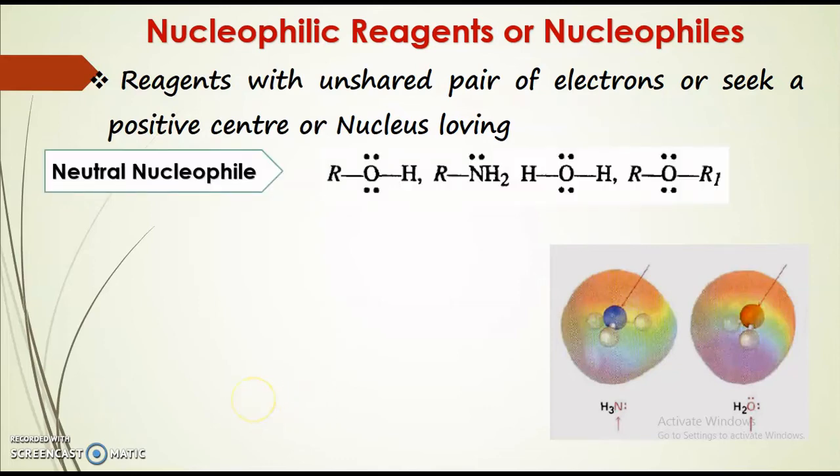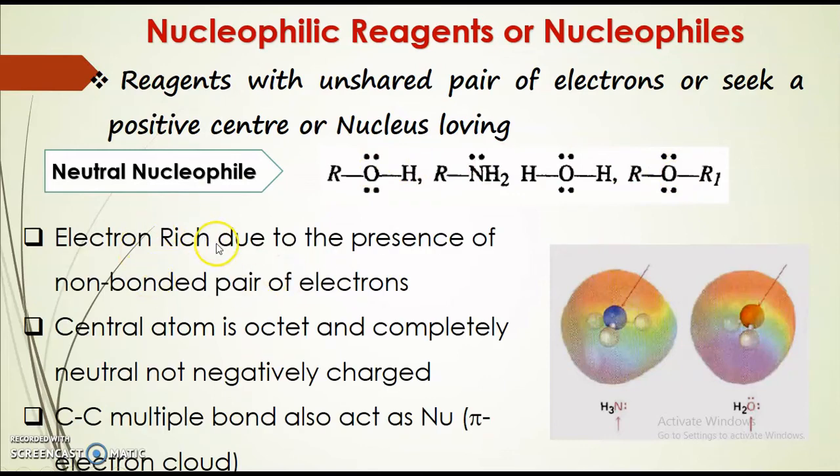There are three kinds of nucleophiles. One is neutral nucleophile. Examples are like this. In a neutral nucleophile, electron richness is due to the presence of a non-bonding electron pair. You can see here, the central atom has an octet and is completely neutral, not negatively charged; the nucleophilicity is due to the non-bonding electrons. Also, C=C multiple bonds can act as a nucleophile. That is, the pi electron cloud in a C=C multiple bond can act as a nucleophile. Examples of neutral nucleophiles are ammonia and water.